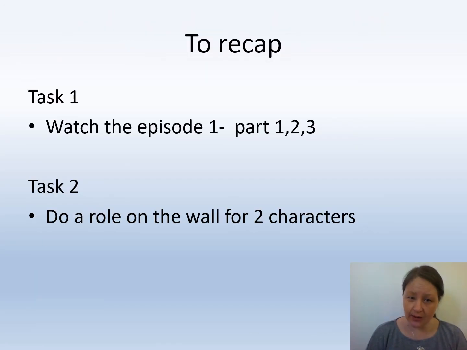So just to recap, task 1 is to watch episode 1, parts 1, 2 and 3, and the second one is to do a role on the wall for 2 of the characters from the play. When you've done your role on the wall, you can submit it to your class teacher, so either myself or Miss Beasley.